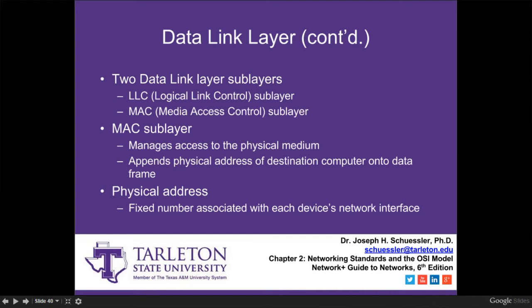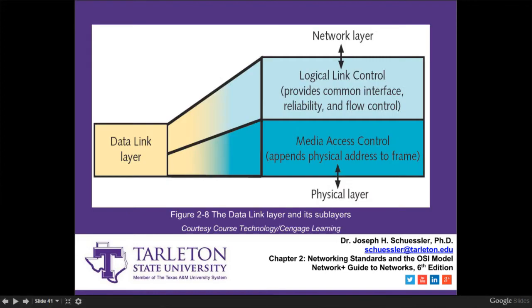So the MAC sublayer manages access to the physical medium. So it's what actually deals with working on the actual physical medium, like the wire, or putting the electrical pulses onto the wire, putting the light pulses onto fiber optic, or the radio waves into the air. The physical address is a fixed number associated with each device's network interface. So this is oftentimes why you hear it referred to as a MAC address or physical address. It's done by the manufacturer usually, and it's unique to each network interface card.